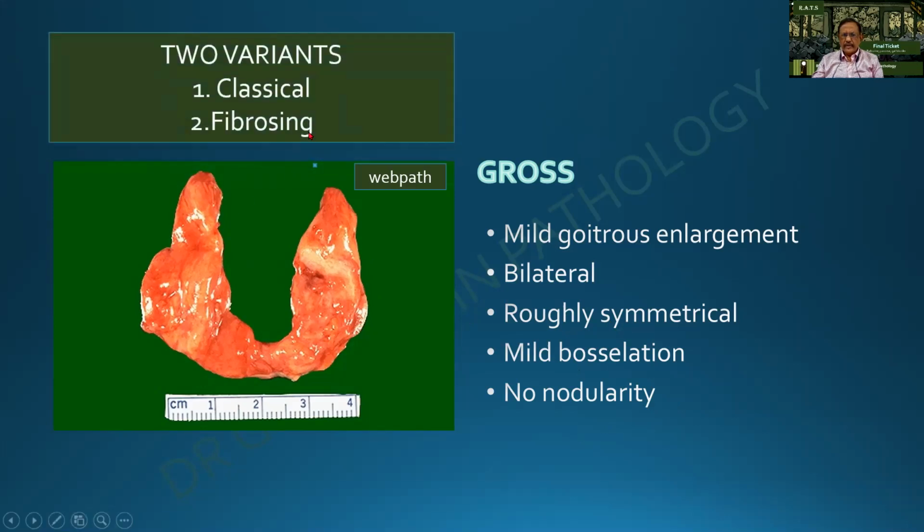There are two variants of the Hashimoto's. One is called the classical variant, which we shall be seeing. Another is the fibrosing variant. A lot of fibrosis is formed within and without the thyroid tissue, and this can sometimes be mimicking a neoplasia.